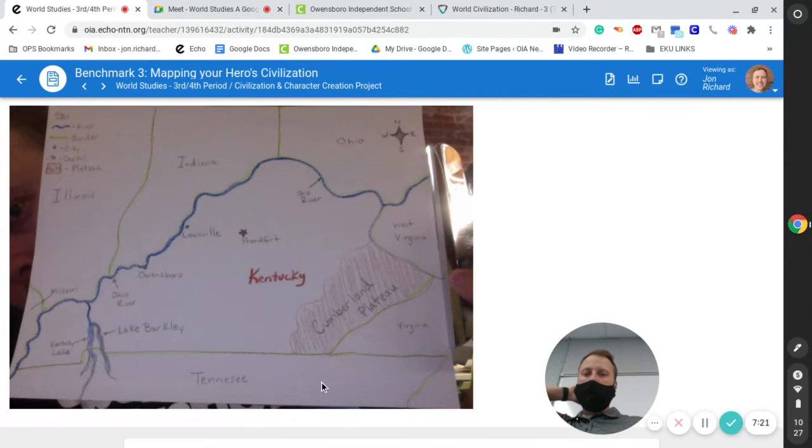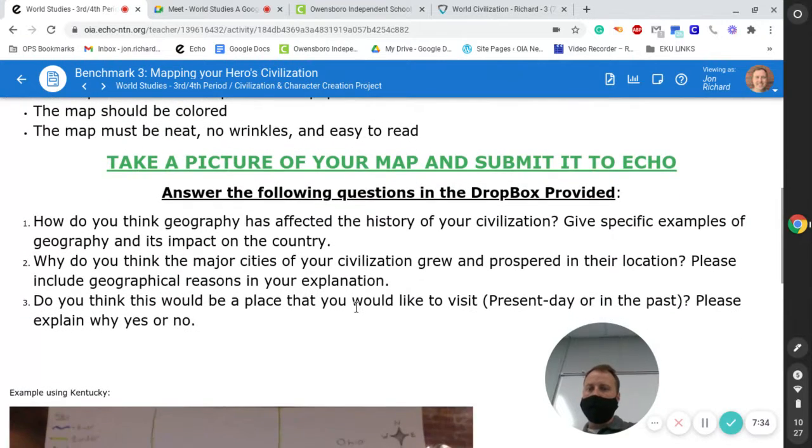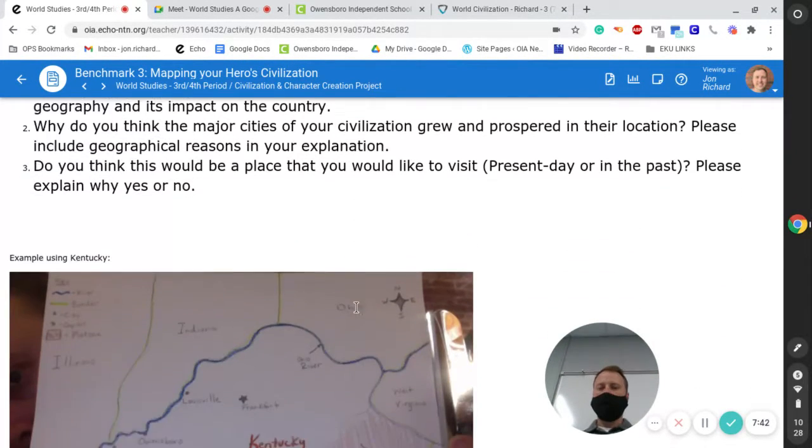All right. What about the Cumberland Plateau? What do we mine out of our eastern border here in the Cumberland Plateau? Coal. So we get coal from the Cumberland Plateau. Good. All right. So number 2, why do you think the major cities of your civilization grew and prospered in their location? Please include geographical reasons for your explanation.